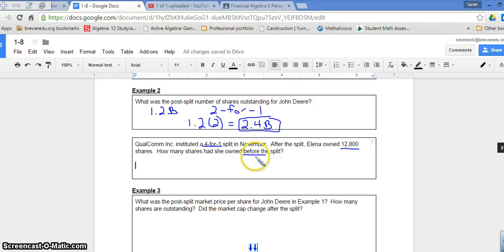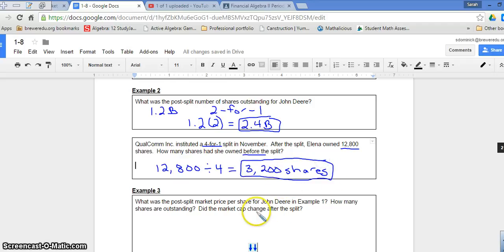They're asking us to go backwards. How many did she have before the split? So I would multiply to figure out how much after the split. To figure out before the split, I'm going to divide. I'm going to do the opposite operation because I'm moving backwards, in the opposite direction in time. Divided by 4. If you divide that out, you're going to get 3,200 shares. That's how many shares she had before the 4-for-1 stock split.